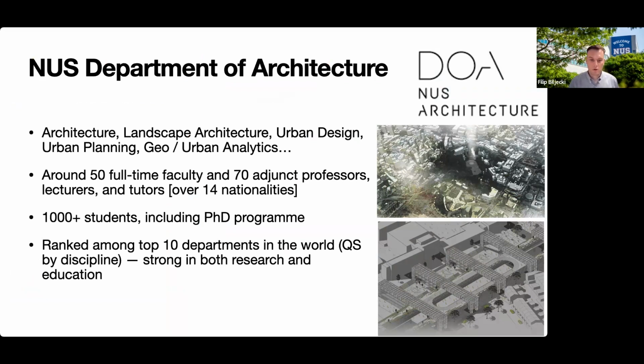Beyond architecture, we also cover landscape architecture, urban design, and urban planning. And in the last 5 to 6 years after I joined this department, I started a new research area on urban analytics and geospatial analytics. We have about 50 full-time faculty and 70 adjuncts, and we are quite an international department with more than 14 nationalities represented. We also have a large set of education programs with more than 1,000 students, and we also have a PhD program.